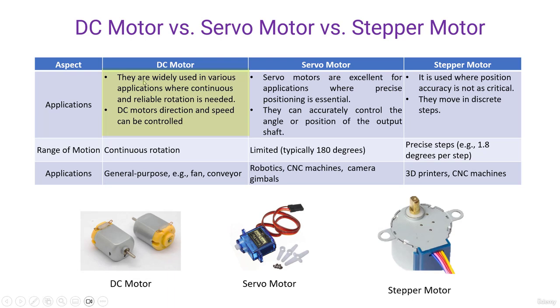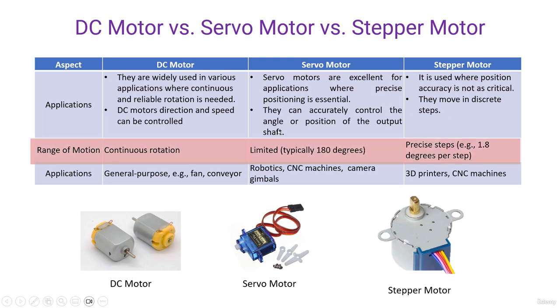DC motors are basically used for various applications where continuous and reliable rotation is needed. Here accuracy is not confirmed or precision is not obtained. So DC motors can be controlled for duration or speed. The servo motors are excellent for applications where precise positioning is essential. They can accurately control the angle or position of the output shaft. Whereas a stepper motor is used where position accuracy is not critical. They move in discrete steps.